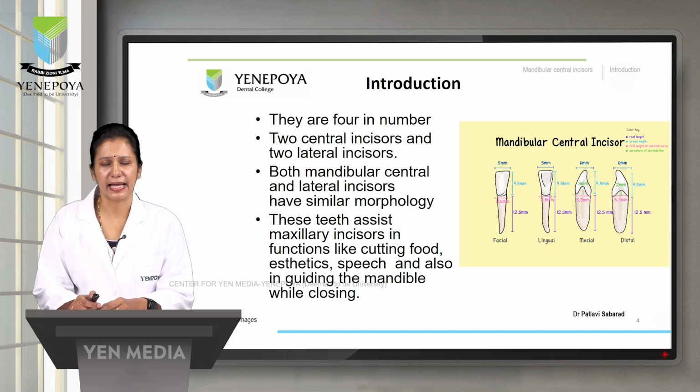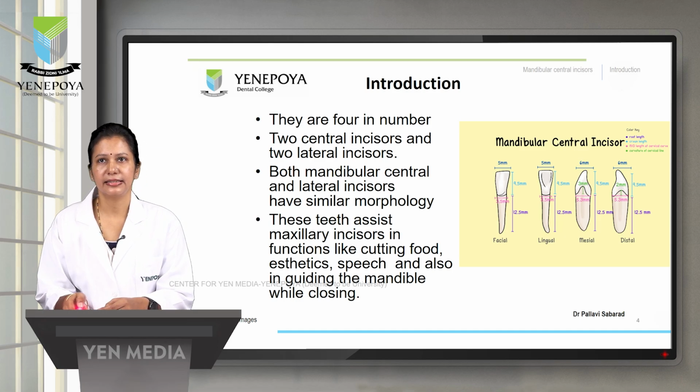And the importance of having mandibular central incisors in the mandible is that they help in certain functions like cutting food, aesthetics, speech, and also help the mandible to be properly placed with the help of the maxillary teeth.